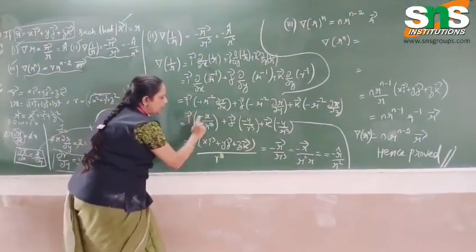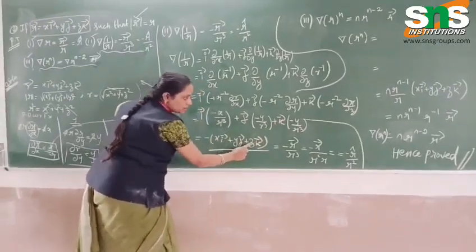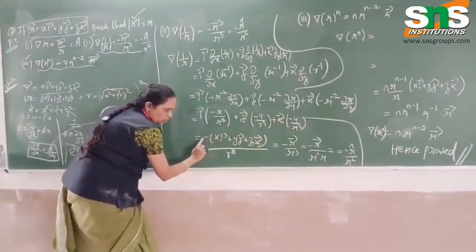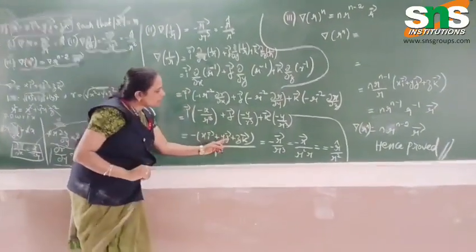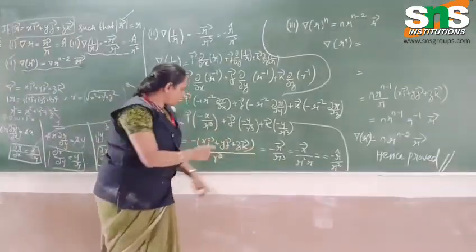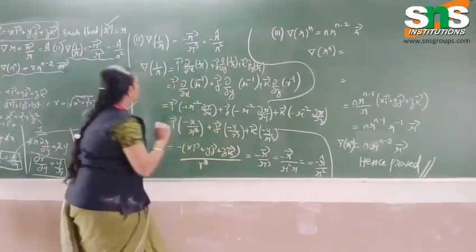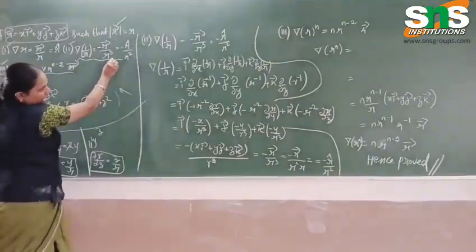So here minus x i vector, y j vector and minus z k vector. Take the minus outside. That is x i vector, y j vector, z k vector. So x i vector, y j vector, z k vector value is r vector. So here minus of r vector divided by r cube. So our proof is minus r vector divided by r cube.